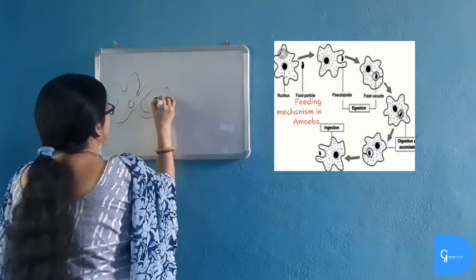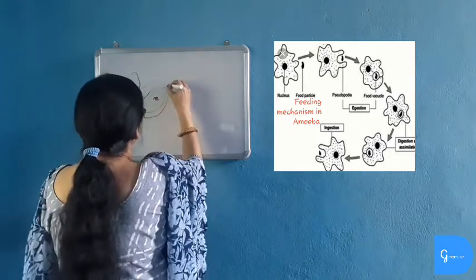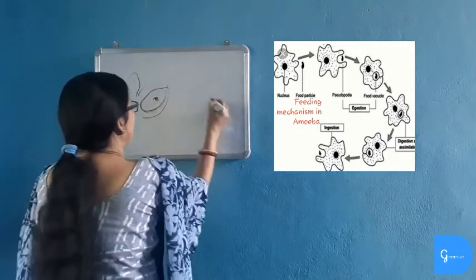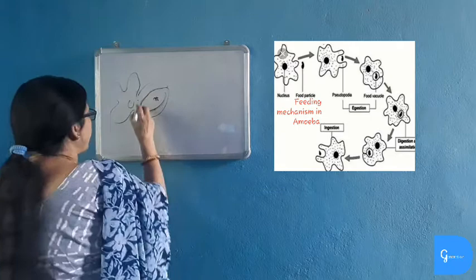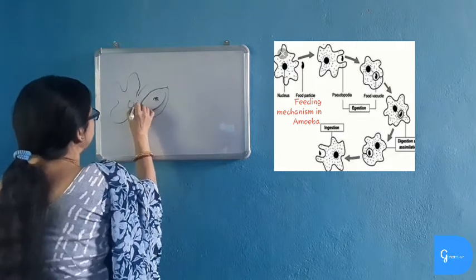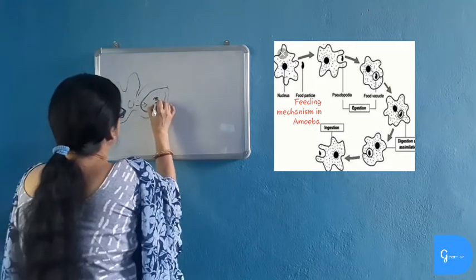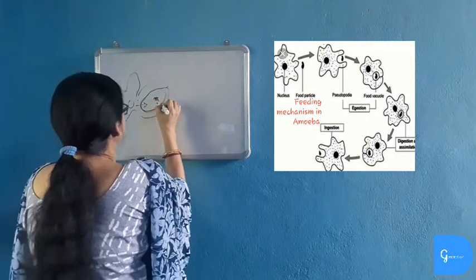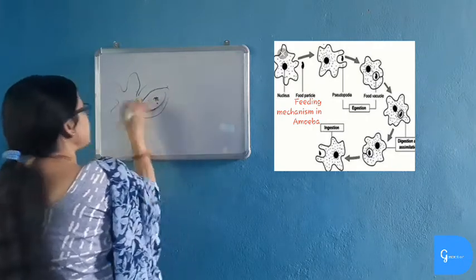This is the food particle. It has been surrounded by this pseudopodia, and this food vacuole which is formed then moves inside the cytoplasm, and then some digestive enzymes enter into this food vacuole and make the food simple. After the food becomes simple, it diffuses out into the cytoplasm.